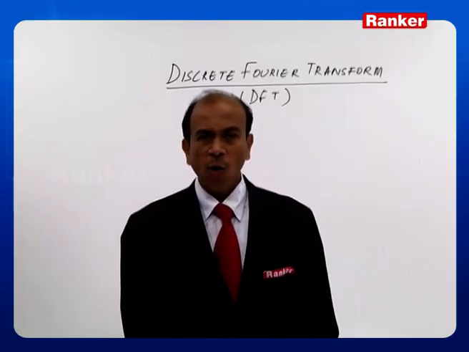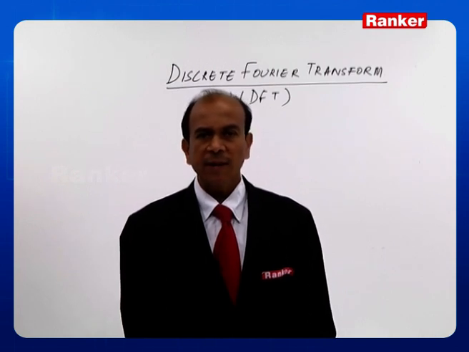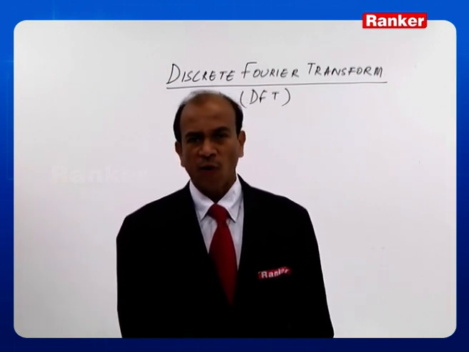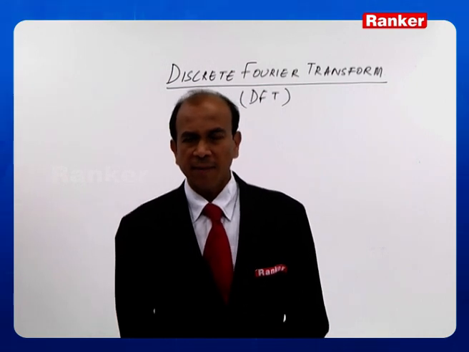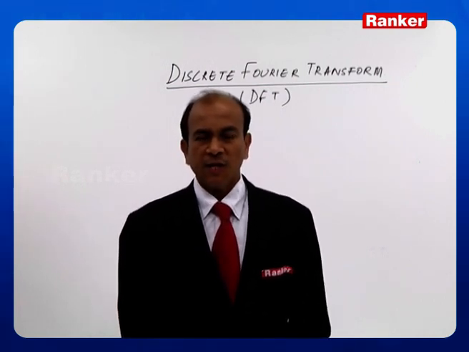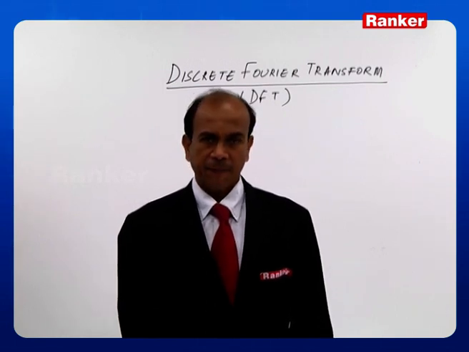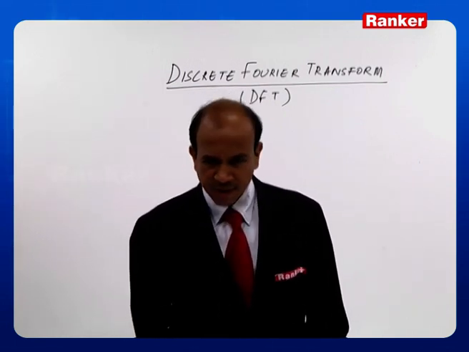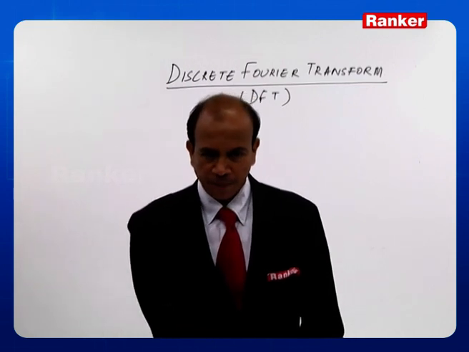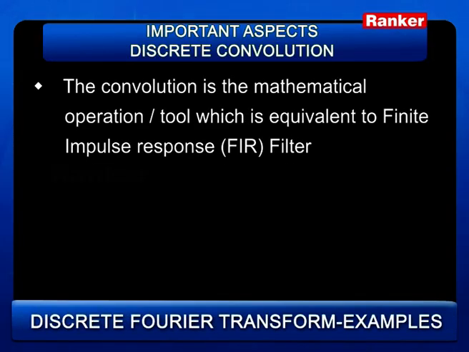Before we go into the detail of the DFT, let us look at some facts which we already know. Some of the properties we have to look at in detail now, so that we will be able to understand the DFT or the fast Fourier transform better. Okay, let's start with some important aspects. The first one is discrete convolution. The convolution is a mathematical operation or a tool which is equivalent to a finite impulse response filter.